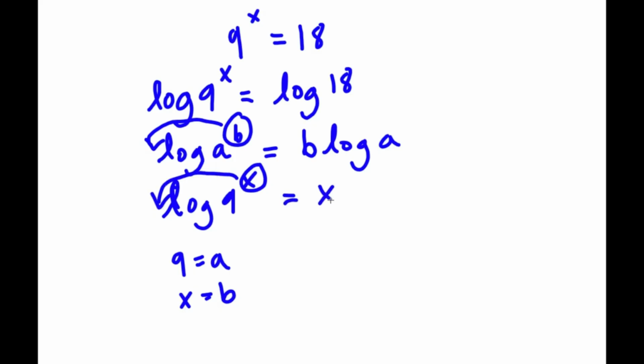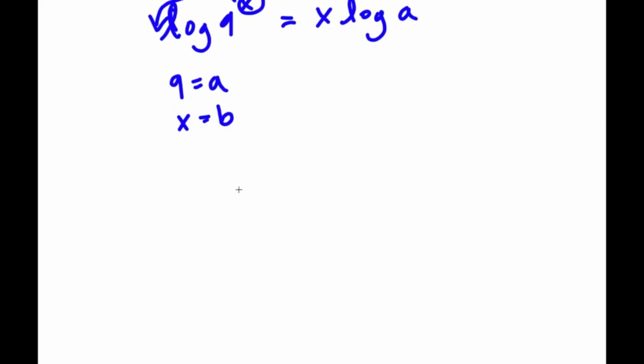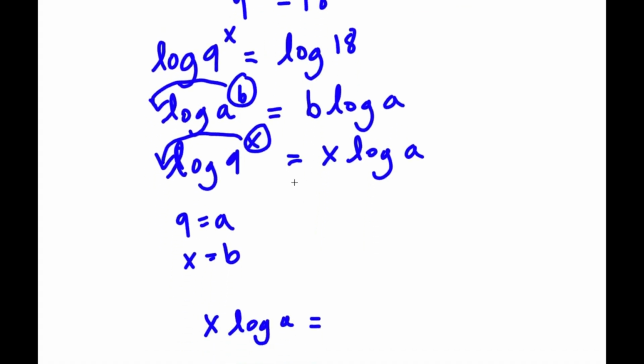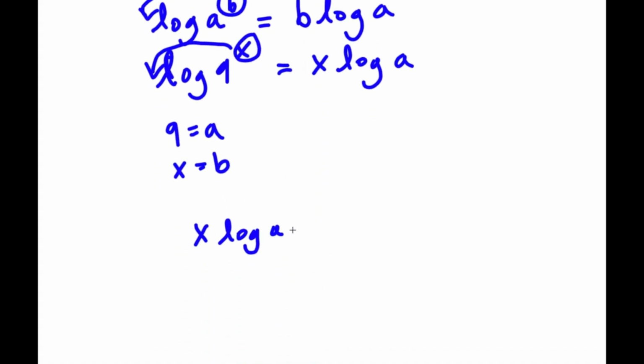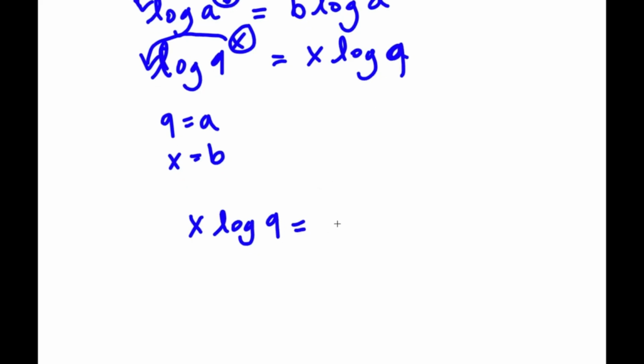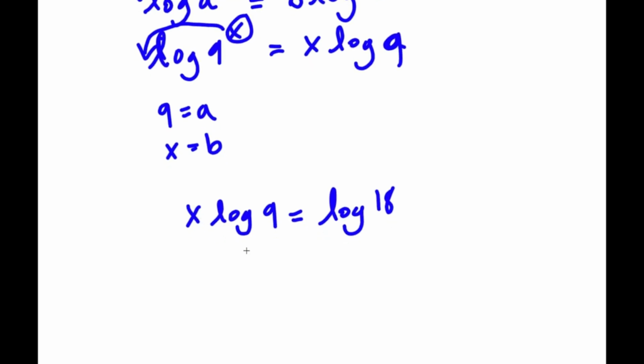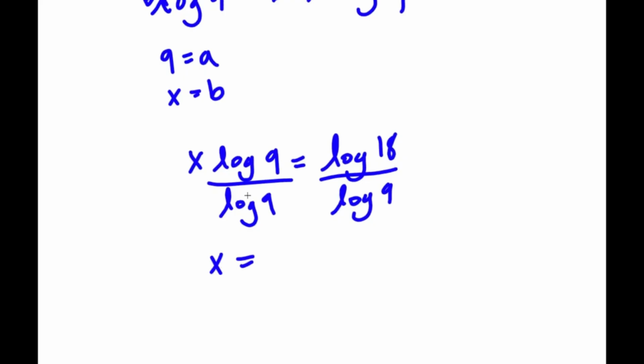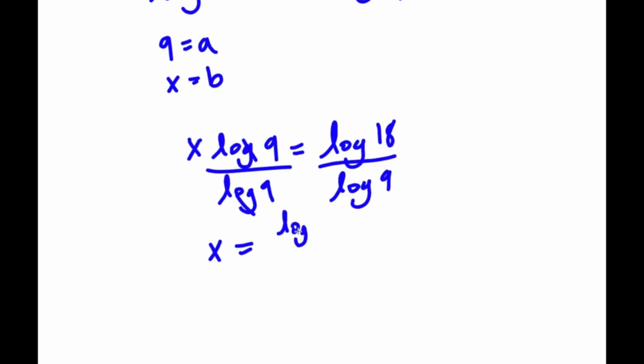So this is going to equal x times log a. So now I have x times log a is equal to, sorry, it's not a, it's 9. So I have x times log 9 is equal to log 18. Now we want to isolate x, obviously. So I'm going to go ahead and divide log 9 on both sides. So now I have x is equal to, because these two cancel out, log 18 over log 9.